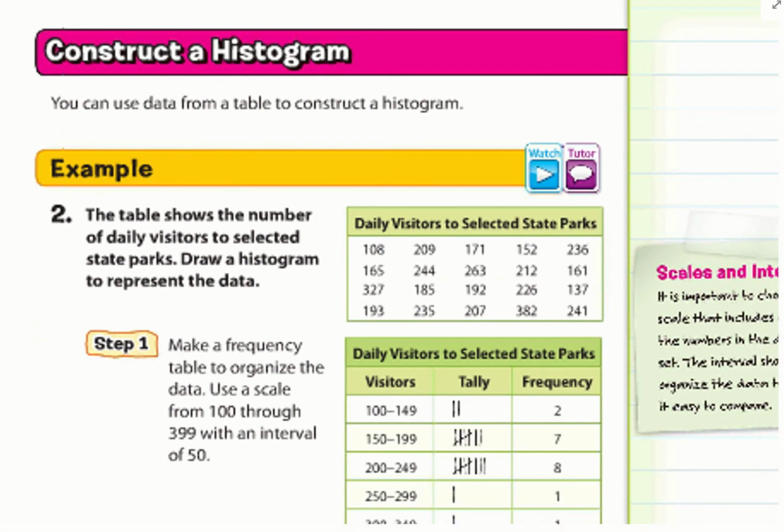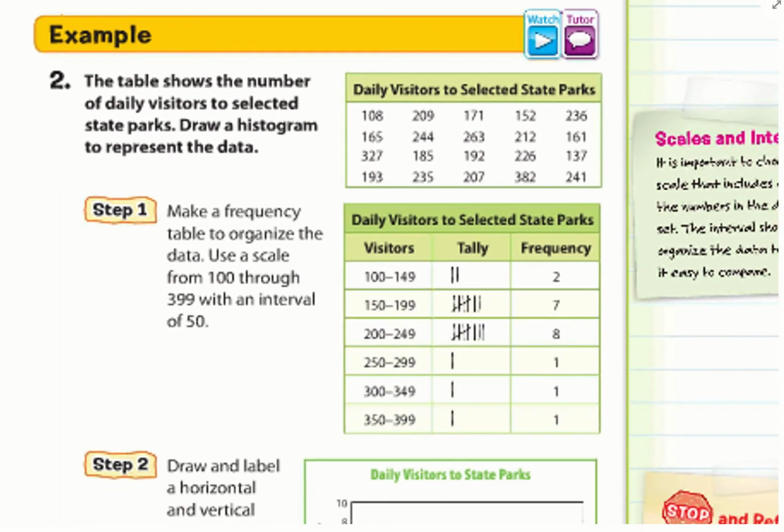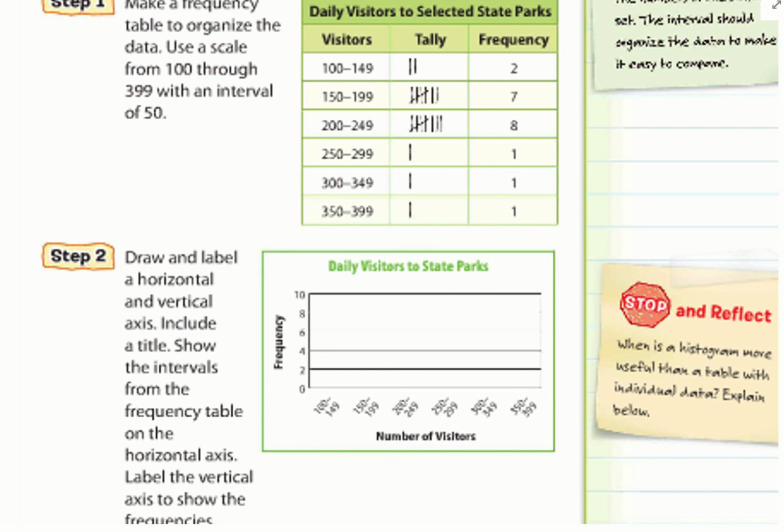So we're going to be learning how to construct a histogram. Example 2. The table shows the number of daily visitors to selected state parks. Draw a histogram to represent the data. So first, we have all the information, and they moved it to a frequency table. So it has tallies and frequencies, and we have all of our intervals by 49. So we have all of our visitors on the bottom, and then the frequency on the left.